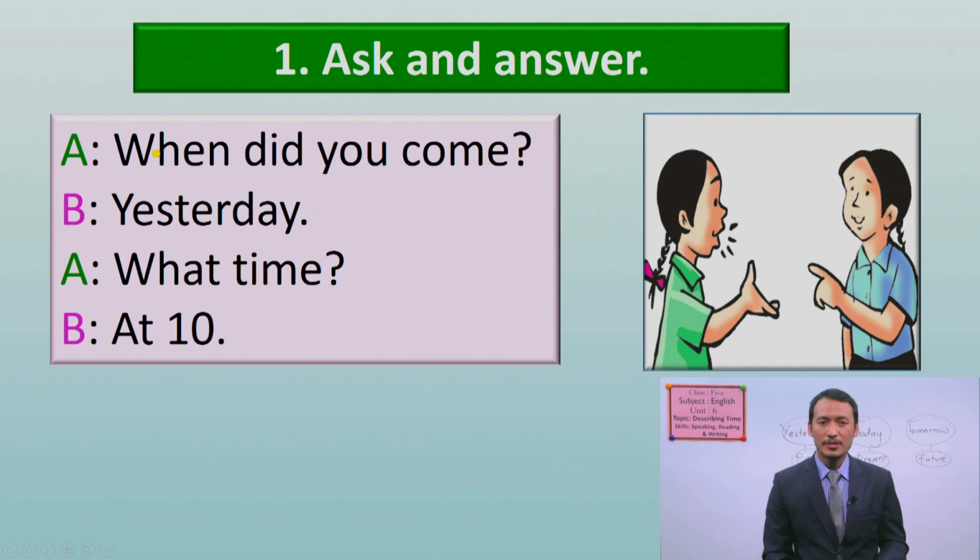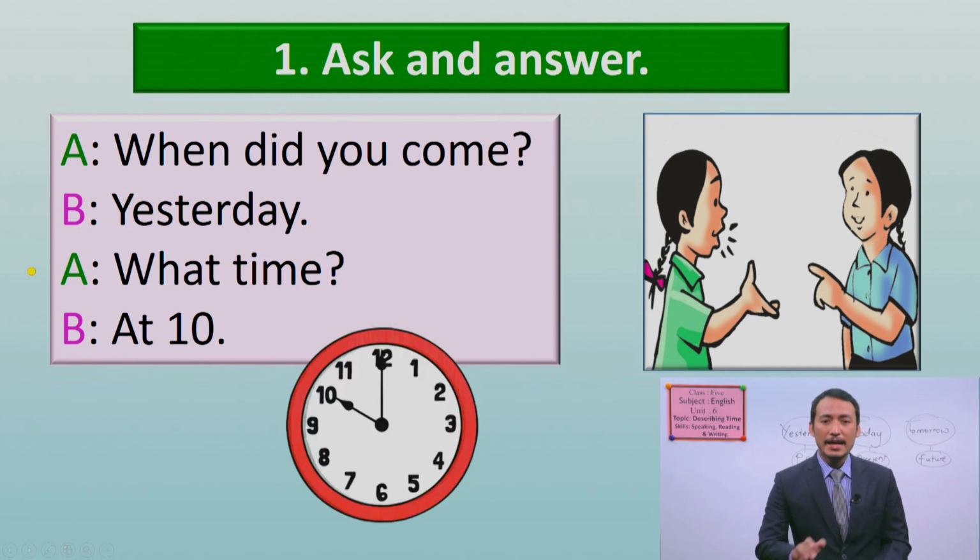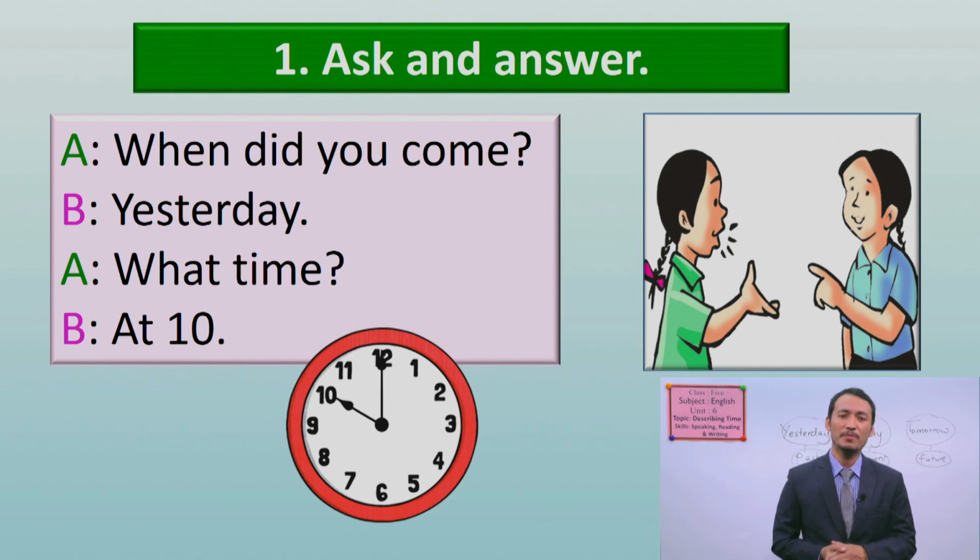Yesterday. So the first one is talking about the time when someone came. And she says, yesterday. And what time? At 10. And while asking about the time, you can also ask like, what time? And at 10 means at 10 o'clock. Okay? You can simply say at 10, at 5, at 6 when someone says what time.